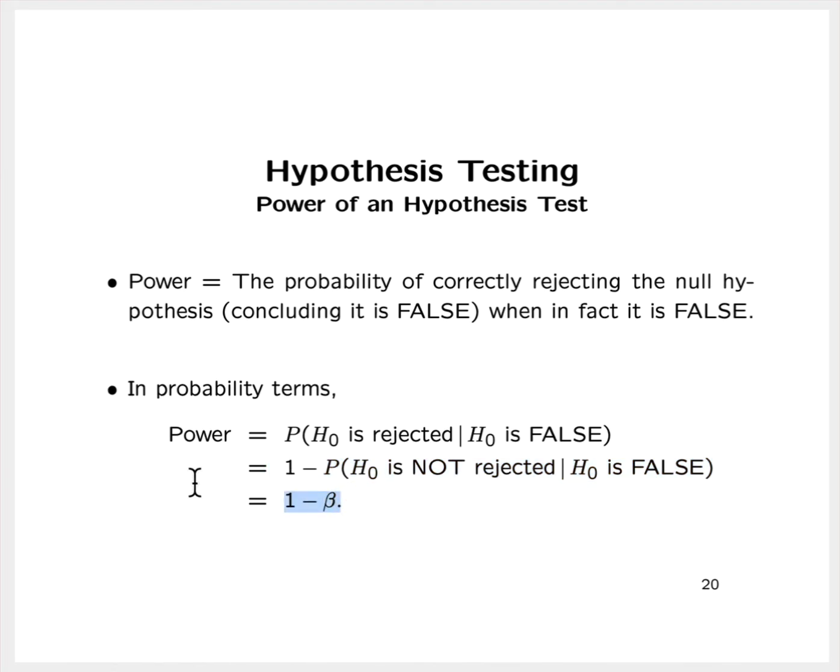So power and beta are related in this way. They are inversely related as well. They sum to 1. Power is equal to 1 minus beta, or equivalently, beta is equal to 1 minus power.